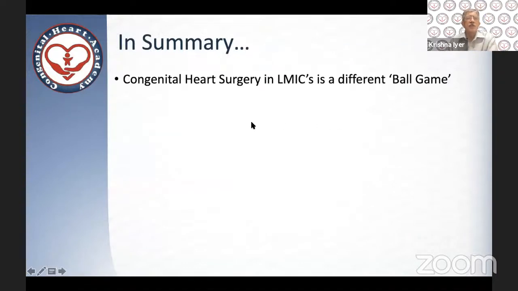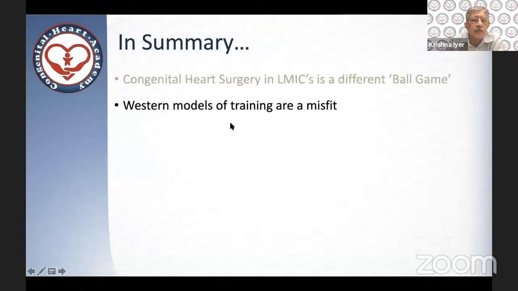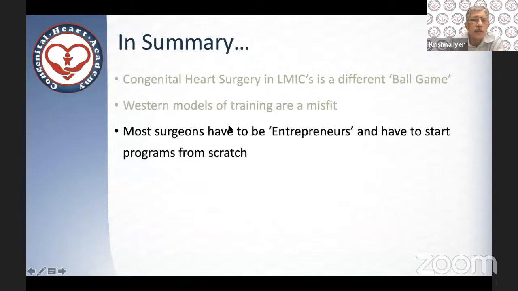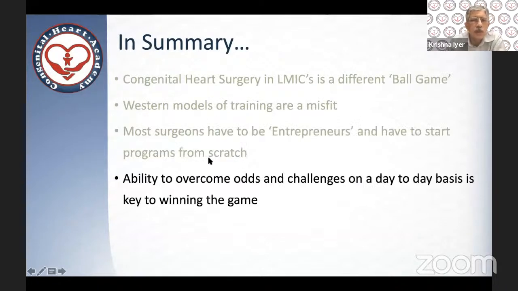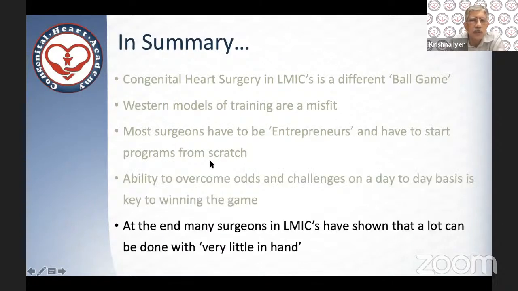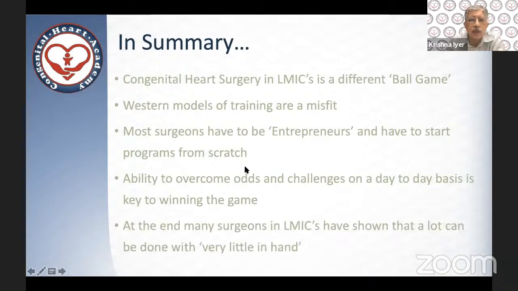So to summarize, congenital heart surgery in LMICs is a different ballgame. Western models of training are a misfit in LMICs. Most surgeons have to be entrepreneurs and have to start programs from scratch. The ability to overcome odds and challenges on a day-to-day basis is key to winning the game. At the end, many surgeons in LMICs have shown that a lot can be done with very little in hand.